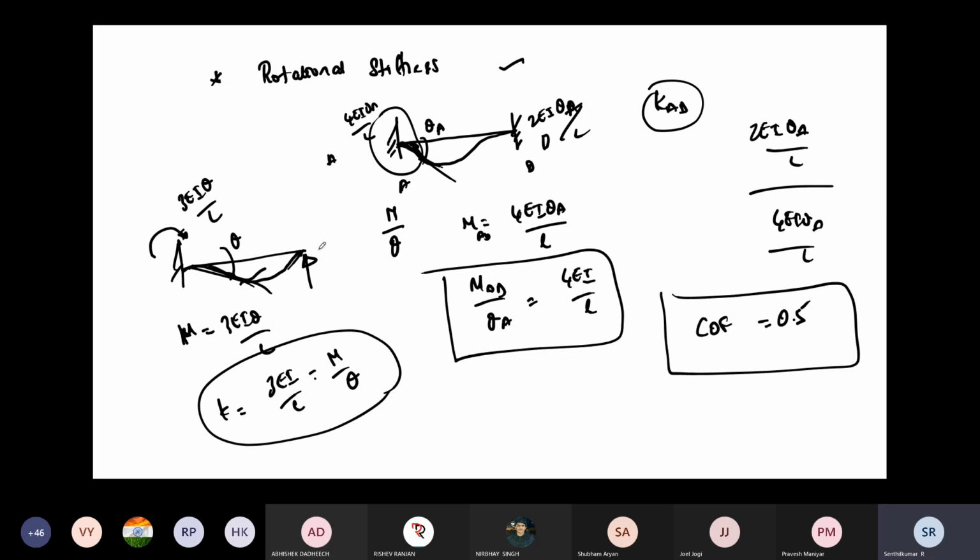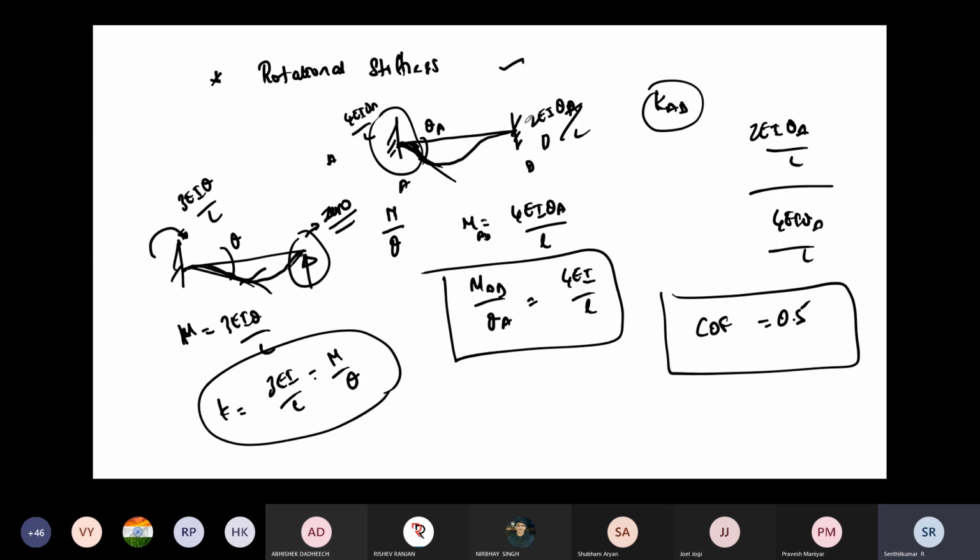What about the far end moment? How much moment will it transfer here? Zero. Yes, it's 0 because of the pin support. No moment will transfer here. The moment at a pin is always 0. So the carryover factor when the far end is pinned is 0. The carryover factor when the far end is fixed is 0.5. So that is one thing you should know.